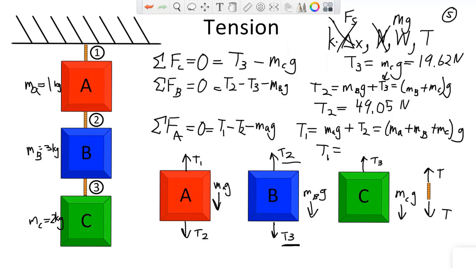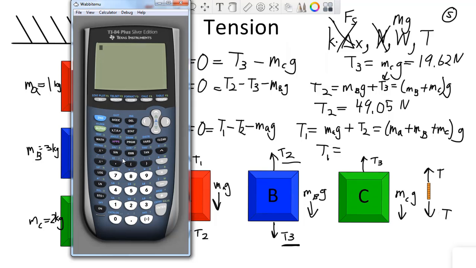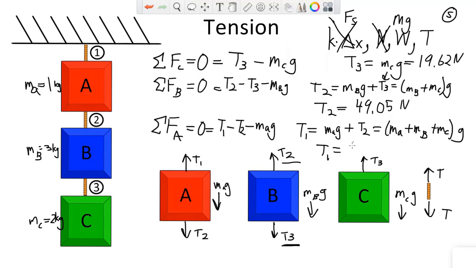Really it's going to be 1 plus 3 plus 2, and then times that by 9.81, and we're going to get 58.86 newtons in the end. So as you can see, we're able to get the tension in this rope, which is just this, and then we're able to get the tension in 2, which is just this guy, and then we're able to get the tension in 1, which is just this guy.